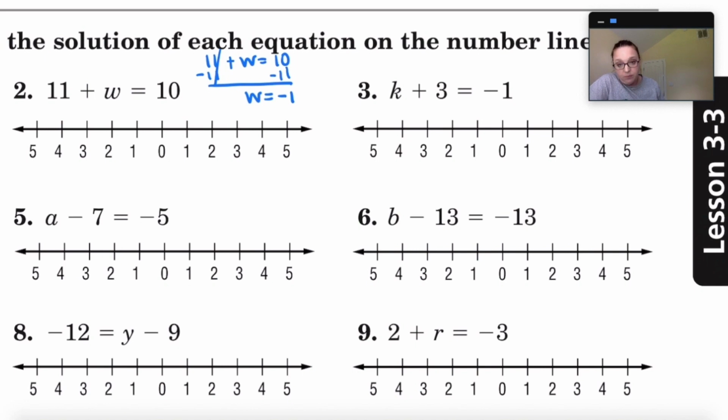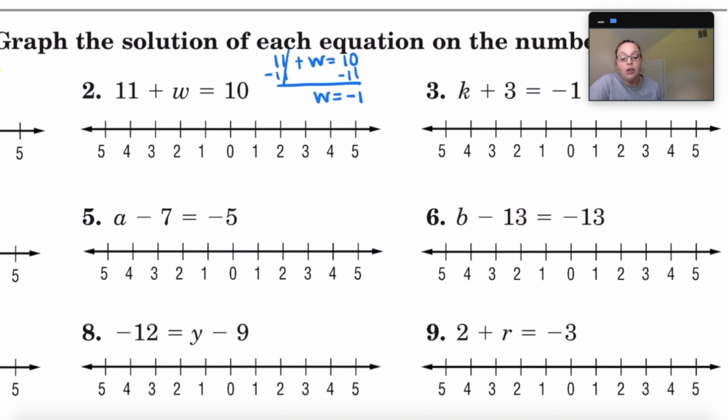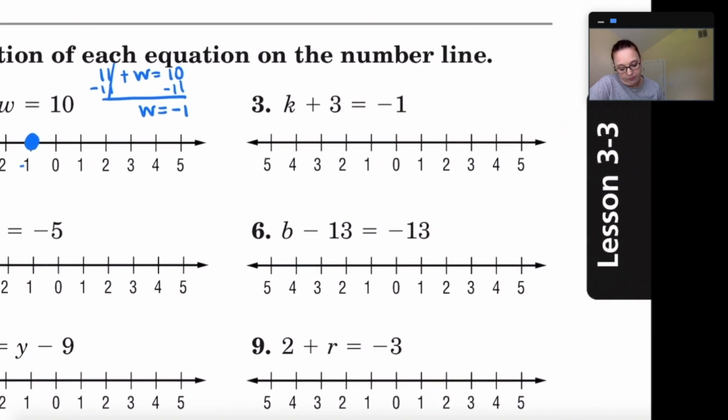Now, again, when I'm looking at this one, I'll slide that over just a smidgen. My number line on this one is also not showing up properly. So I'm going to include those negative symbols where they belong. And then if I graph w equals negative 1, I'm going to find negative 1. And then I'm going to put a shaded circle. It's really important that that circle is closed in. Otherwise, it would mean something different. Okay, let's look at number 3.